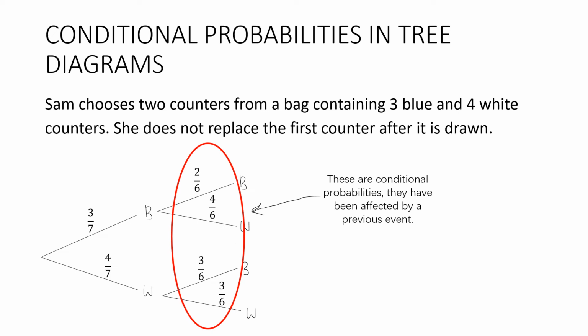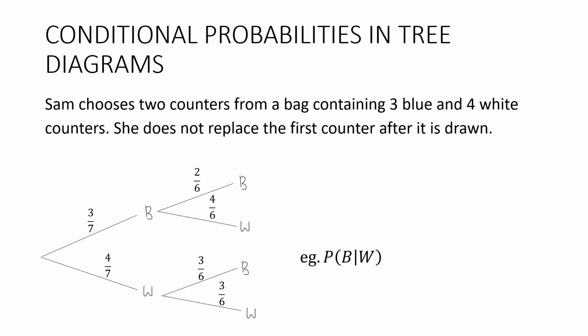Well, these are conditional probabilities. They've actually been affected by a previous event. So this probability here is the probability that she draws a blue given she has already drawn a blue. This one here is the probability that she draws a white given she's already drawn a blue. So what's the probability that she draws a blue given she's already drawn a white? Well, that would be 3/6.